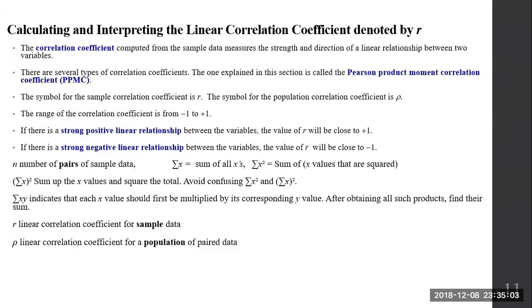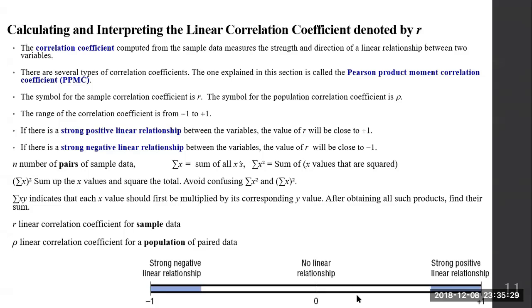Summation of xy indicates that each x value should first be multiplied by its corresponding y value. After that, you would sum them up. You just add them up. R is the linear correlation coefficient for the sample data, and rho is the linear correlation coefficient for the population of paired data. And as you can see, as you get closer and closer to 1, that corresponds to a strong positive linear relationship. As you get closer and closer to -1, that corresponds to a strong negative linear relationship. As you get close to 0, that would be no linear relationship.